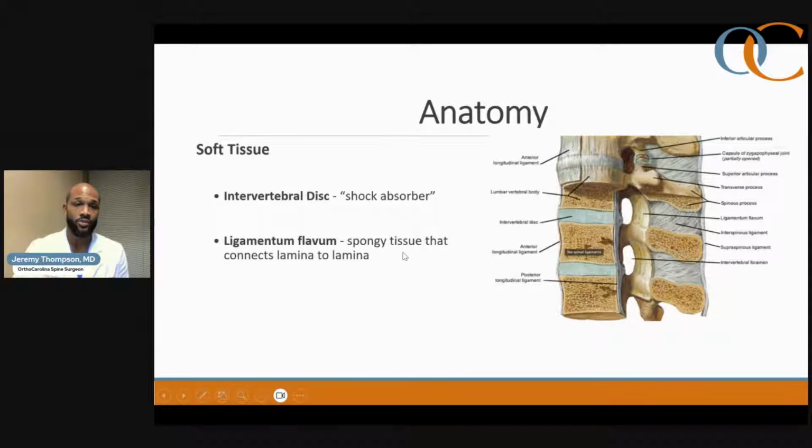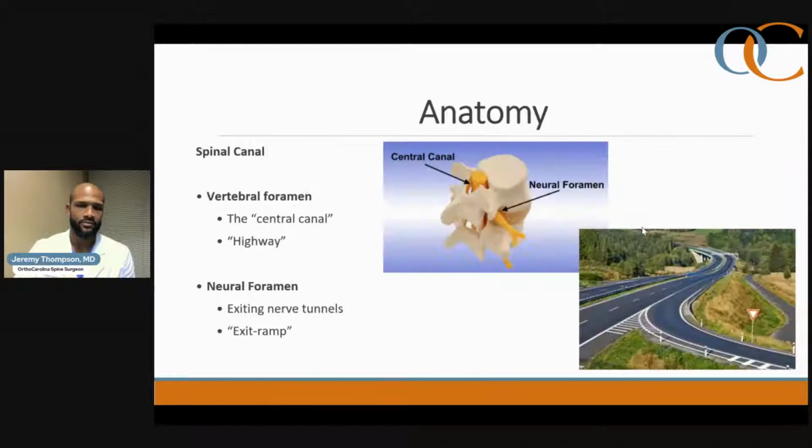There's also soft tissues. In between the bones of the spine, in between the vertebrae, these vertebral bodies, there's an intervertebral disc, and that's a gel-filled disc that acts as a shock absorber of the spine. There's also a spongy ligament in between the lamina that allows some stability and flexibility of the spine, as well as some protection of the nerves.